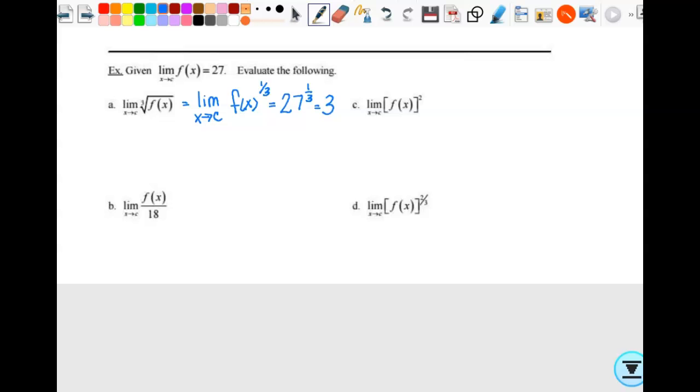So you can take the cube root and square it. Or you can square it and take the cube root, but that'd be yucky.